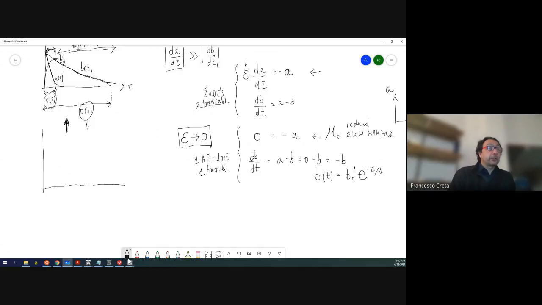So what you have essentially is the very slow, order 1 evolution of B, which is here. This is your B0 prime, so B0 prime e to the minus tau. This is clearly tau. And A, what happens to A? Well, A of tau is simply 0, so A will be constrained on this axis. And in fact, we called this M0, the slow manifold.